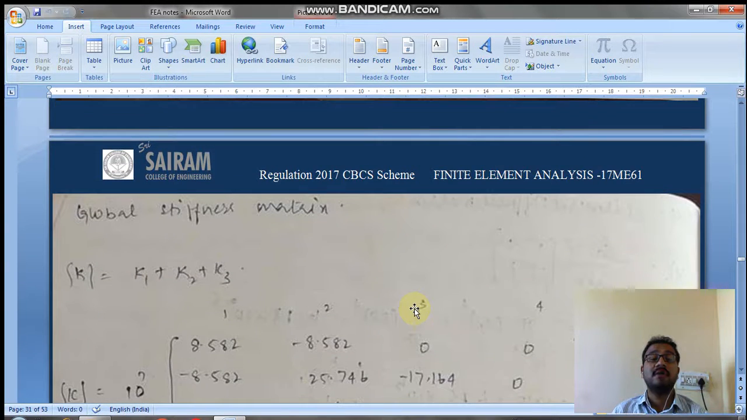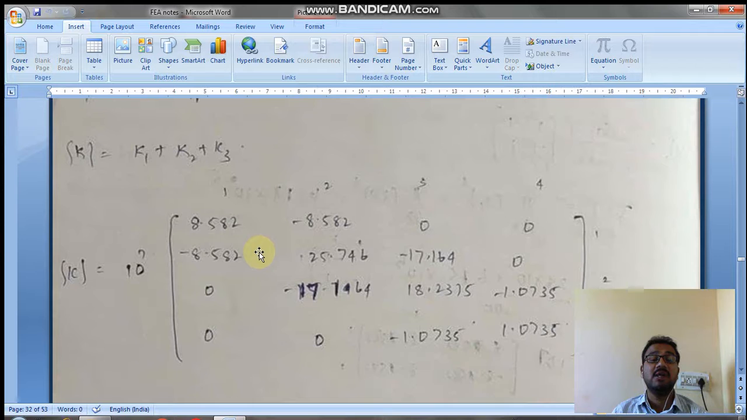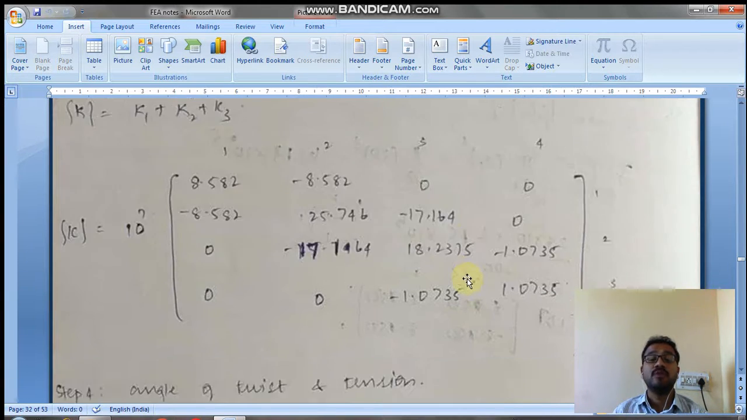So the global stiffness matrix, which is nothing but the assemblage of all the element stiffness matrices, that is capital K equal to K1 plus K2 plus K3. Since 4 nodes are there and each node has 1 degree of freedom, the degrees of freedom into number of nodes, that is 4 into 1, is equal to 4. So the order of the matrix should be 4 cross 4. I will first write the order 4 cross 4, and I will be adding up each location. Example: 1 1, 1 2, 1 3 and 1 4.